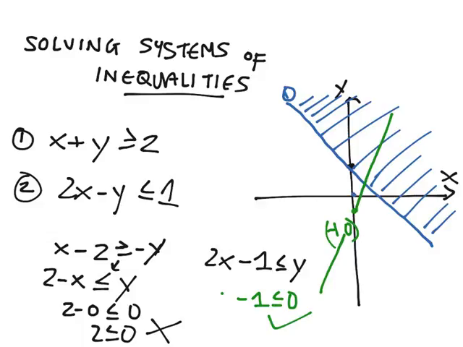And the solution to the system of inequalities is the area formed by the overlap of those two regions, that is, this entire yellow area highlighted here. And it keeps extending upwards.